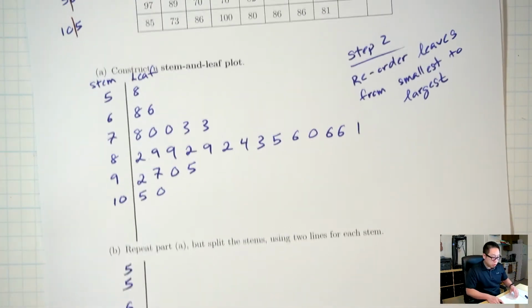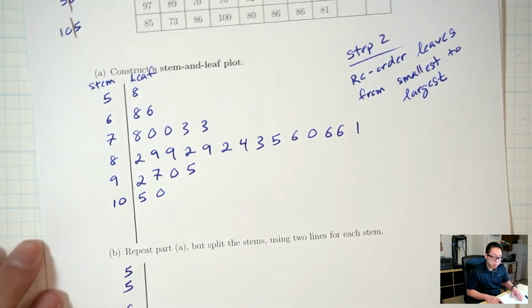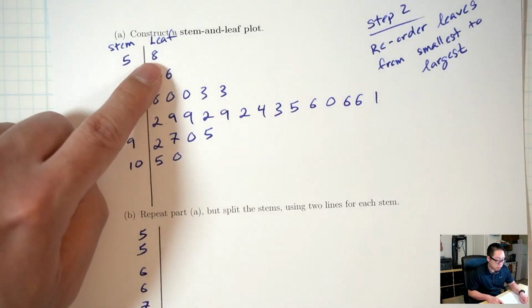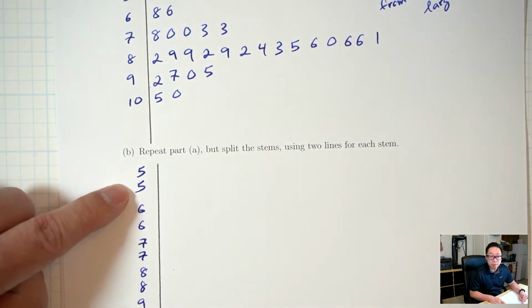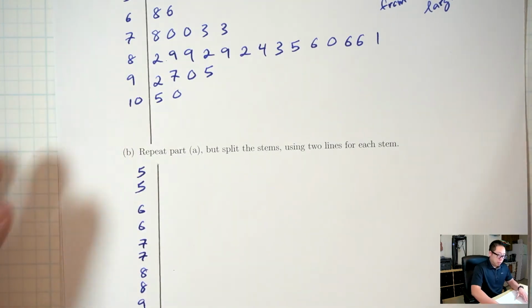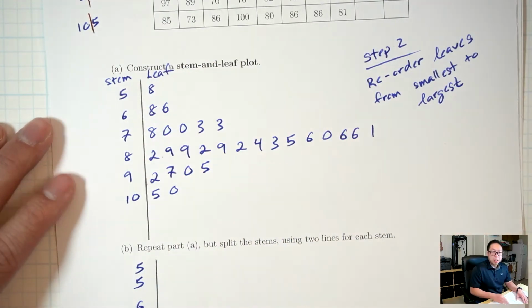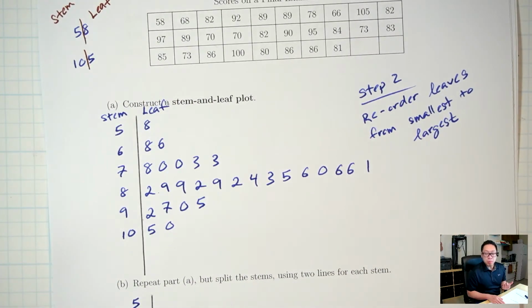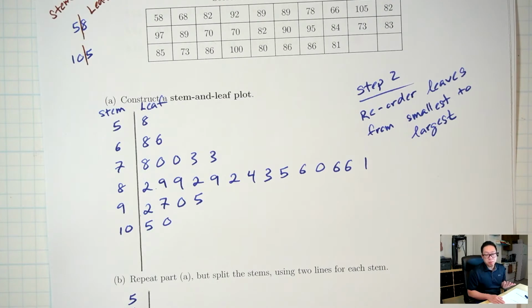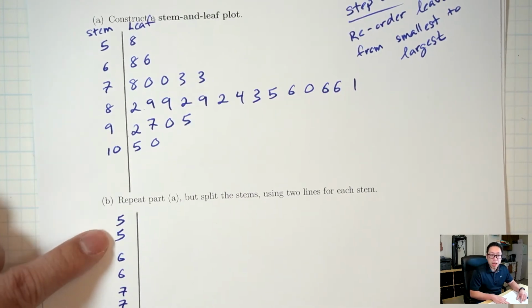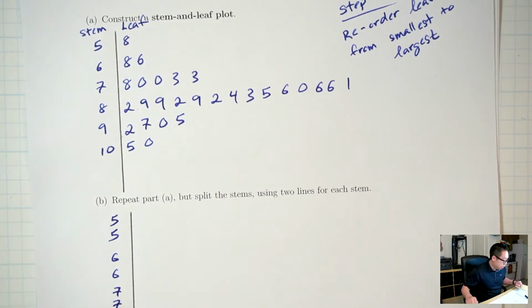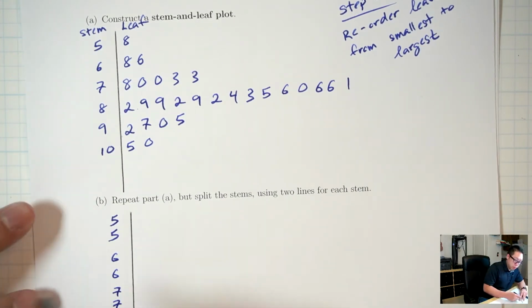And then we're going to go through all the leaves and put them, so this 8 is going to go either with the first 5 or the second 5. How do you decide? Well, if you think about the leaves, which is the very last digit of your number, it could be 0, 1, 2, 3, 4, 5, 6, 7, 8, or 9. So half of those will go with the first one, and half of them will go with the second one. For the first one, it's going to be leaves that are from 0 through 4.